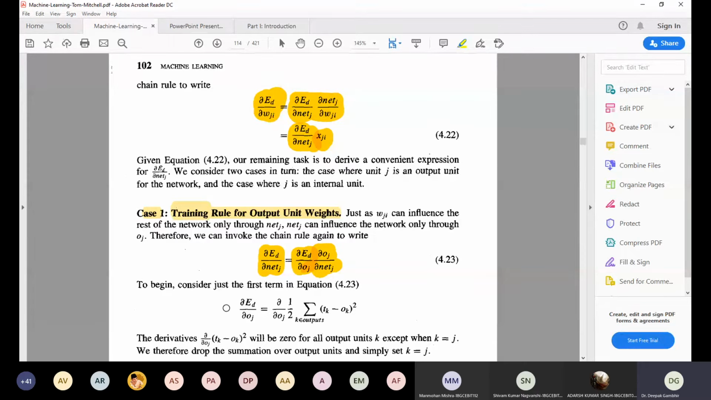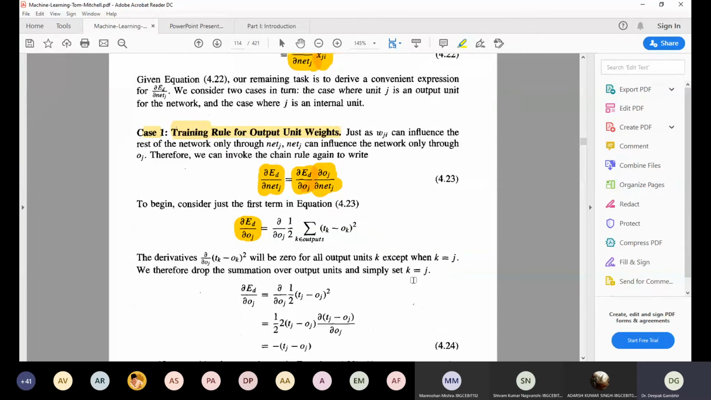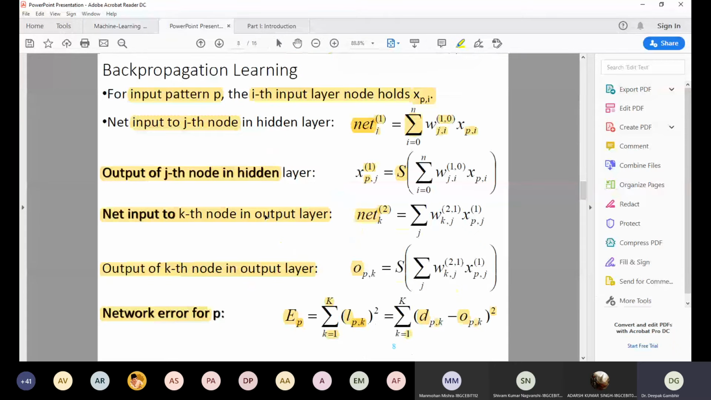If we compute the first part, that is the partial derivative of error with respect to the output, the error is given by 1 by 2 summation of (t minus O) whole square. As I have just shown you, the network error is (d minus O) whole square, that is the desired outputs or the targets, squared and summed. The same thing is used here: the partial derivative of 1 over 2 summation (t minus O) whole square with respect to O.